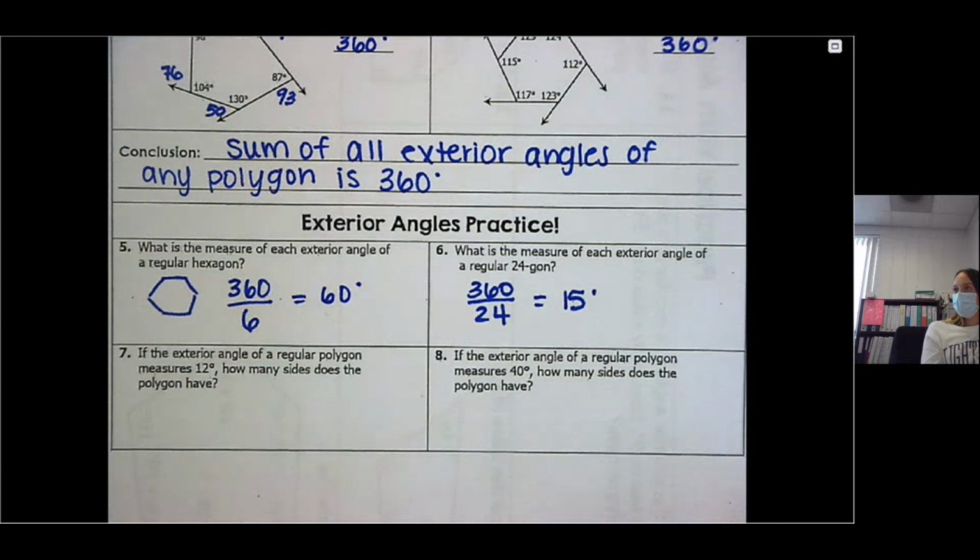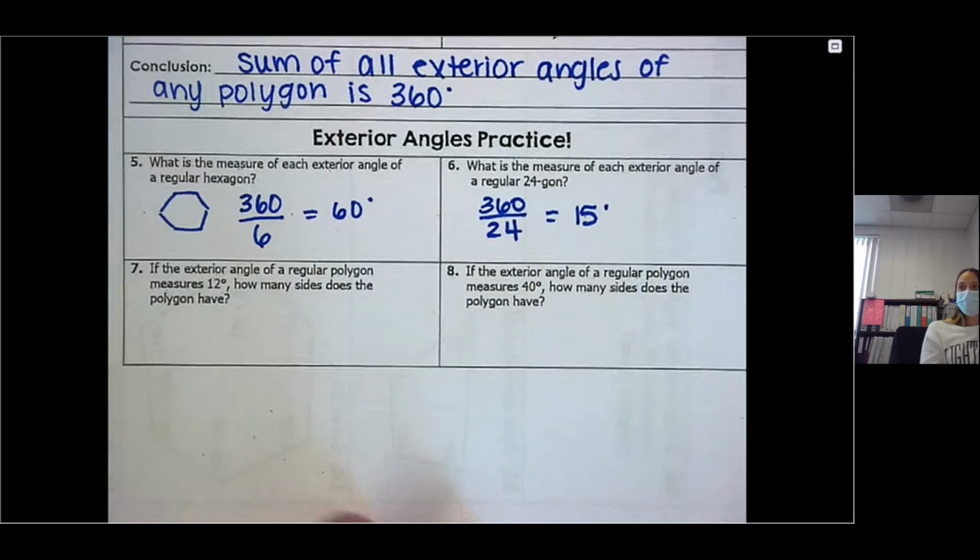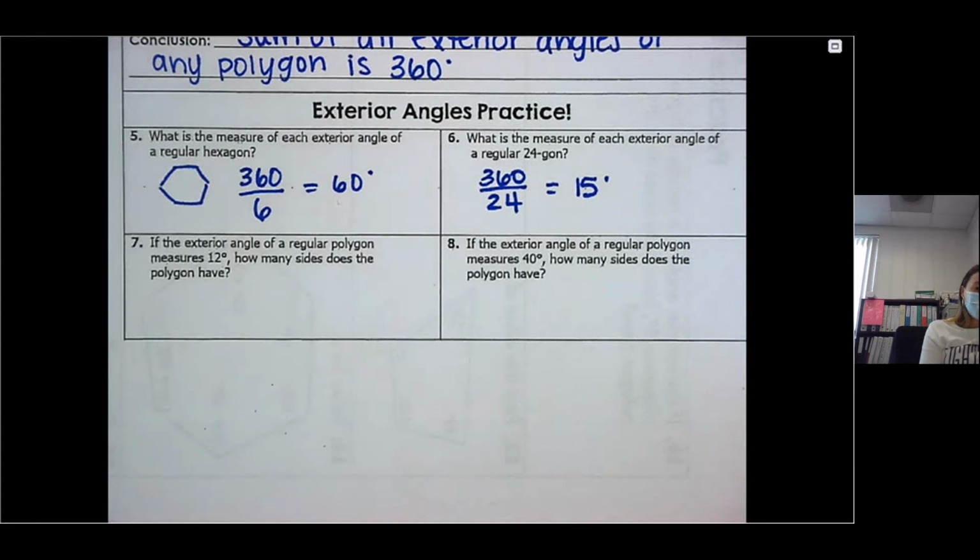Okay, last 2. Number 7. If the exterior angle of a regular polygon measures 12 degrees, how many sides does it have? So how did we set up our equation before? You just do 360 divided by 12. That's the number of sides, isn't it? Well, is 12 the number of sides? Oh, no, 12 is the measure of the angle.